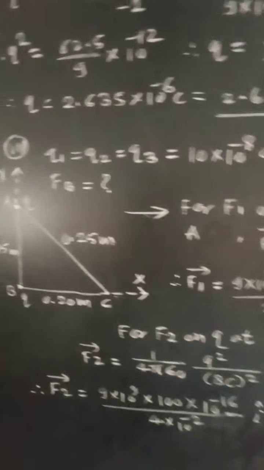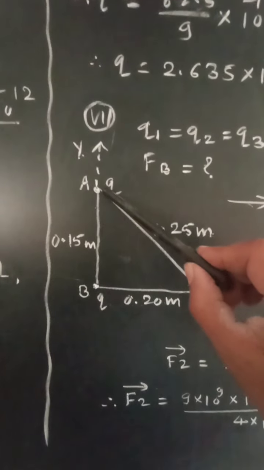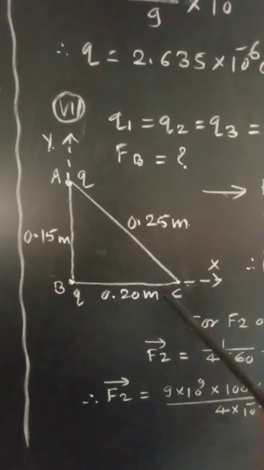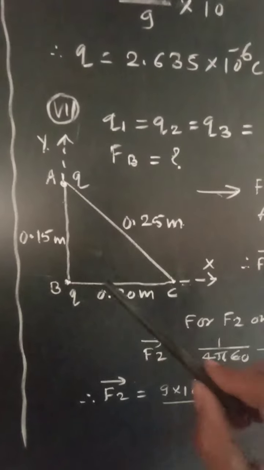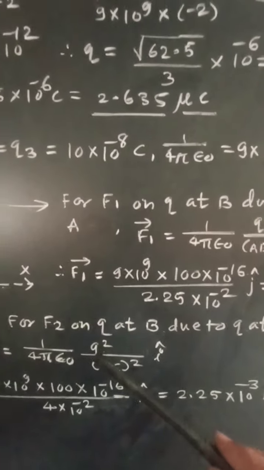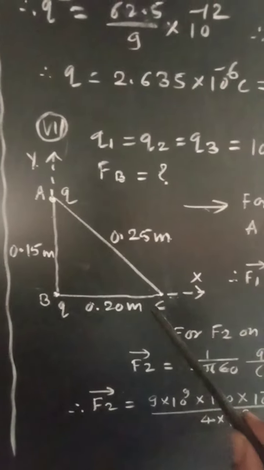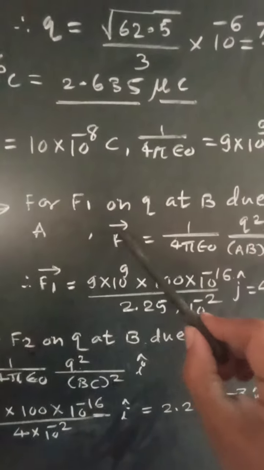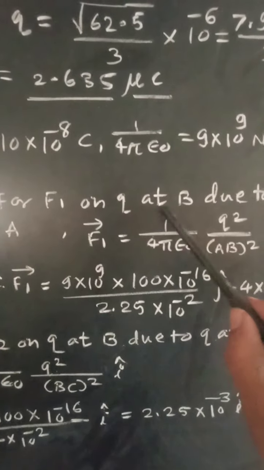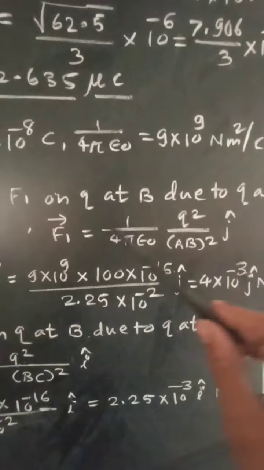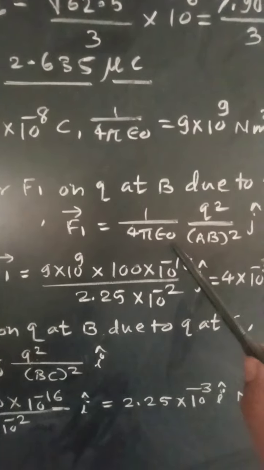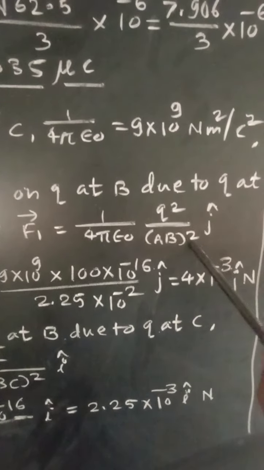And therefore separately we can find first the force acting by the charge Q located at point A on this charge located at B. Then secondly, the force due to the charge located at point C acting on the charge located at point B. And therefore let F1 and F2 be these two forces due to the charges situated at point A and C. And therefore we can write for F1 on Q at B due to Q at A, that is force acting on the charge at B due to the charge which is placed at point A, F1 will be equal to, in magnitude and direction, 1 upon 4 pi epsilon 0 Q square upon AB square J cap.